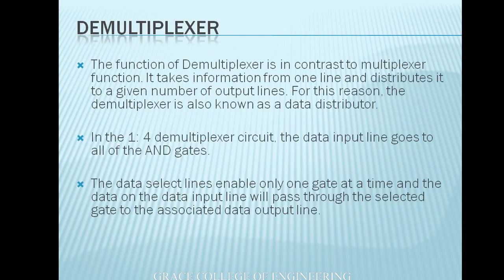The function of a demultiplexer is in contrast to multiplexer function. It takes information from one line and distributes it to a given number of output lines. For this reason, the demultiplexer is also known as a data distributor.